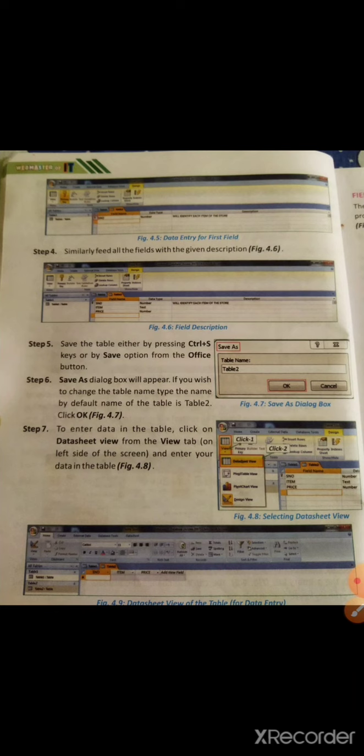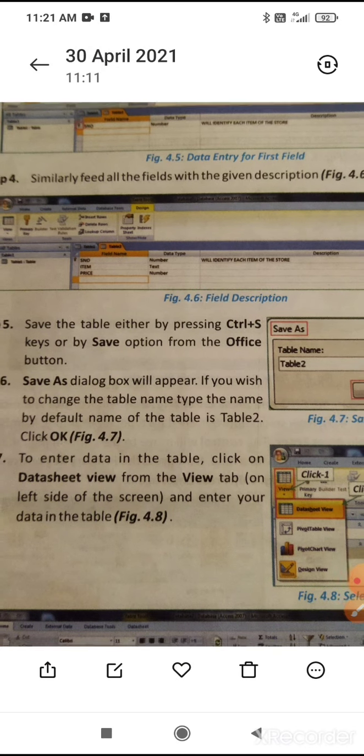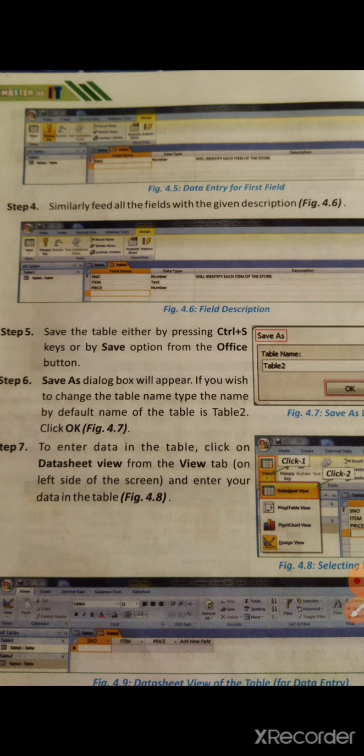So step 7 is to enter data in a table. Click on the datasheet view. Now this is the field name, data type. Now to enter the values, for example serial number, I have to enter the value of the serial number, for example 1, 2, 3, 4. For item, for example, the values of item are pencil, pen, paper, like this.